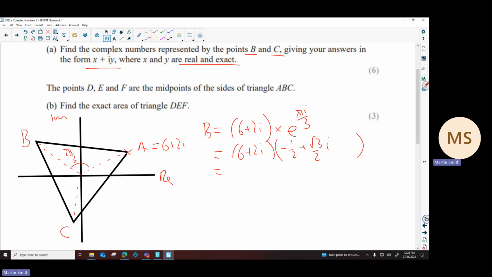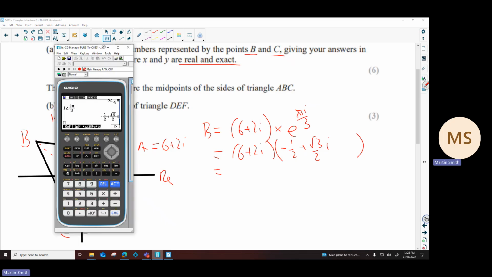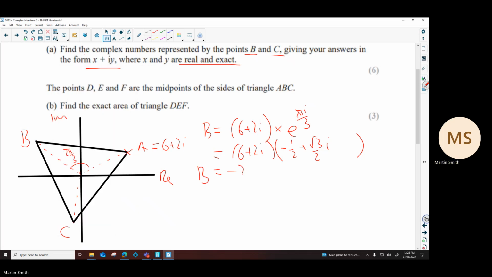And now I need to multiply that by 6 plus 2i. Again, I'm just going to do this on my calculator. So I'm going to multiply by 6 plus 2i to get the complex number at B. And there we are. So B is equal to minus 3 minus root 3, plus minus 1 plus 3 root 3 lots of i. That is the complex number at B.